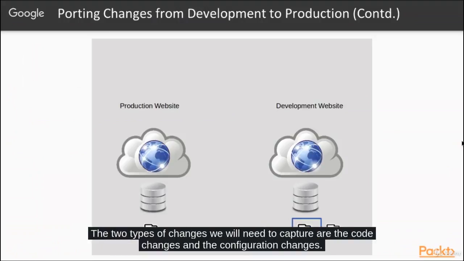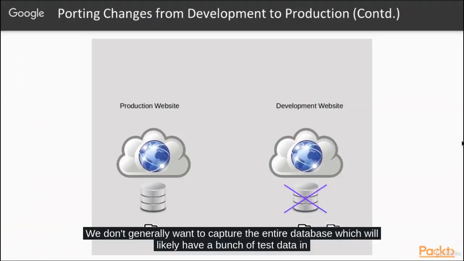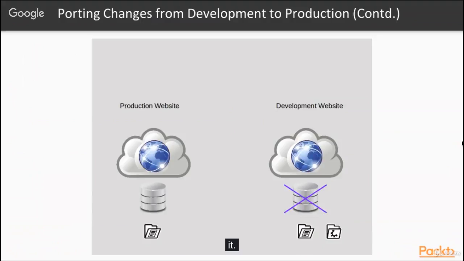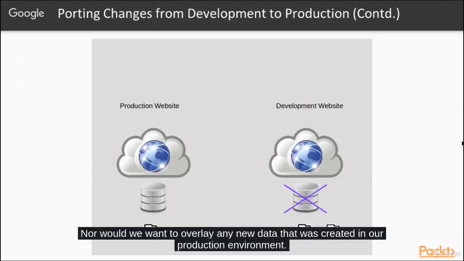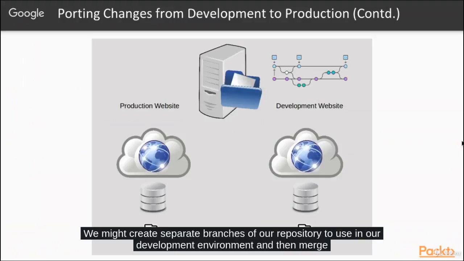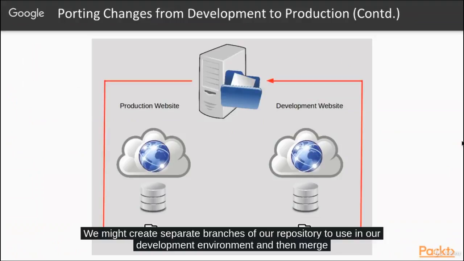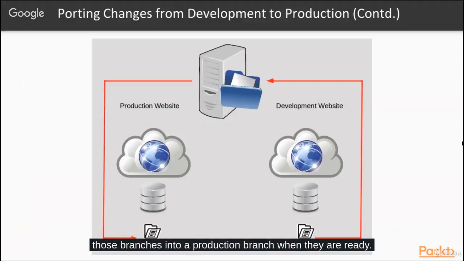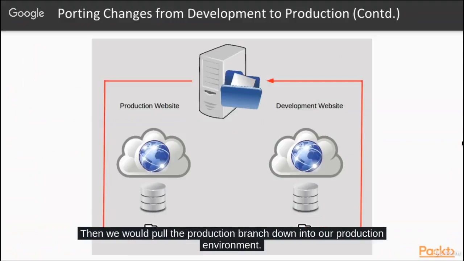The two types of changes we will need to capture are the code changes and the configuration changes. We don't generally want to capture the entire database, which will likely have a bunch of test data in it, nor would we want to overlay any new data that was created in our production environment. Generally, the way we would manage porting code would be via a version control system. We would create separate branches of our repository to use in our development environment, and then merge those branches into a production branch when they are ready. Then we would pull the production branch down into our production environment.